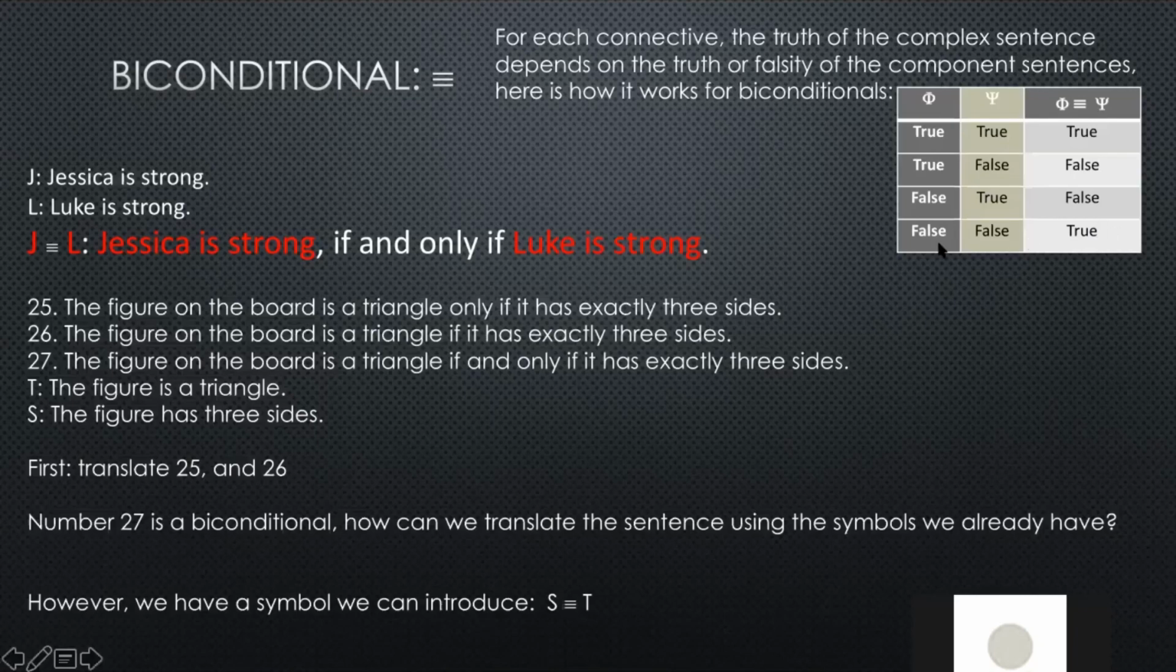if it's a triangle. Again, the important thing to remember is a biconditional sentence is true if and only if both of its biconditional components have the same truth value. So a biconditional sentence is true only when the sentences that make it up have the same truth value.